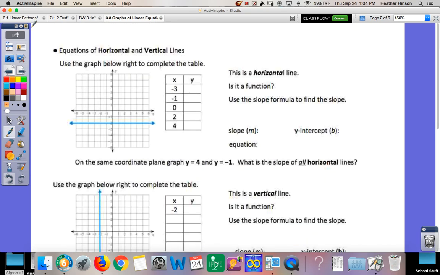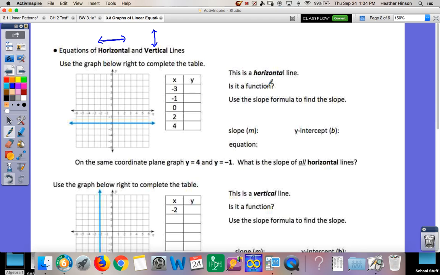Okay, for the next example, these are equations of horizontal and vertical lines. Horizontal are going to be the lines that go left to right. Vertical go up and down. So this first one, we're going to use the graph below to complete the table. This is a horizontal line because it's going left to right.